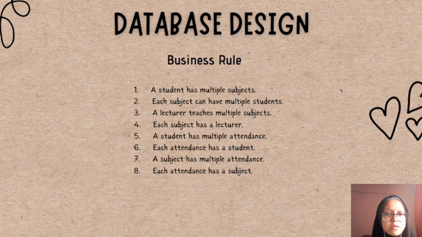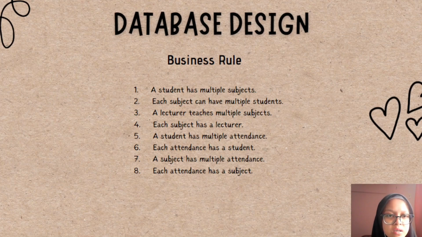Okay, for the business rules, there are 8 business rules. The business rules come out from the ERD. The first one is a student has multiple subjects. Second, each subject can have multiple students. Third, lecturers teach multiple subjects. And next, each subject has a lecturer.